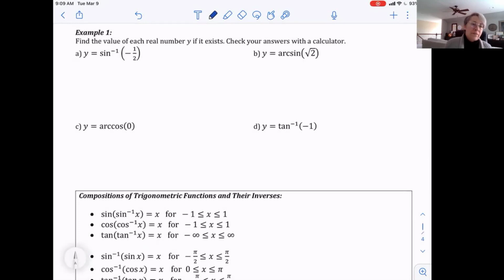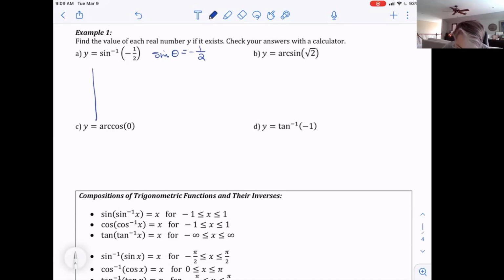Now let's get into the fun stuff. Let's find the value of each real number of y, if it exists, and we're going to check our calculator. We can check our answers in our calculator if we wish. So y equals sine inverse of -1/2. So this is asking sine of what angle equals -1/2. For some of us, it's easier to work in the unit circle. For some of us, it's easier to work in the graphs that we just did. Both of them work fine.